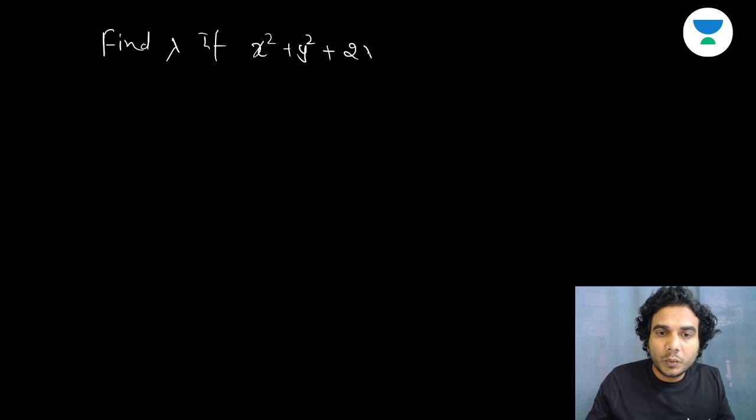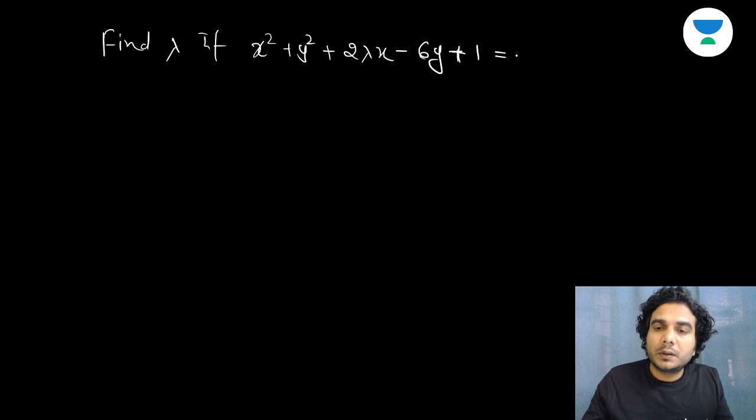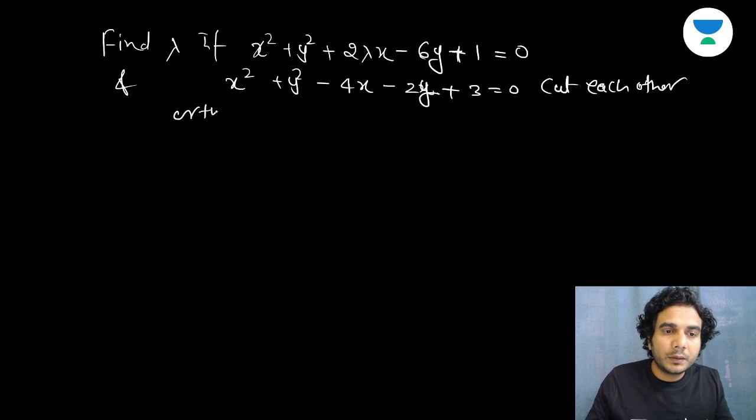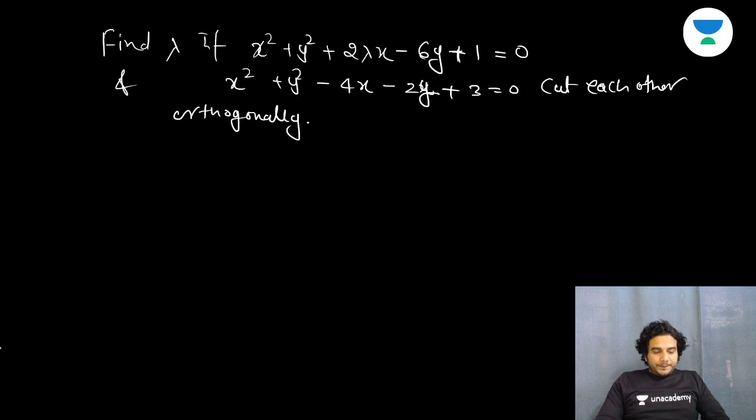I'll give you one question. Find lambda if x square plus y square plus 2 lambda x minus 6y plus 1 is equal to 0, and x square plus y square minus 4x minus 2y plus 3 is equal to 0 cut each other orthogonally. All right, so try this one.